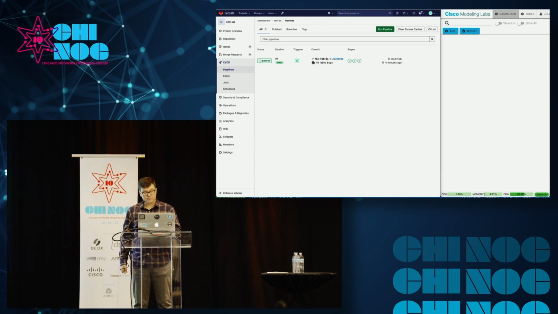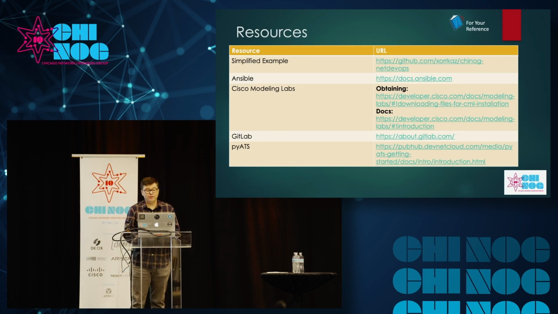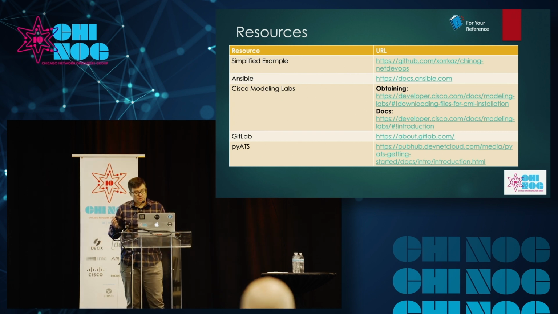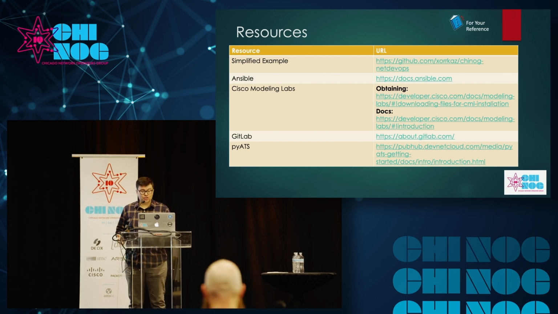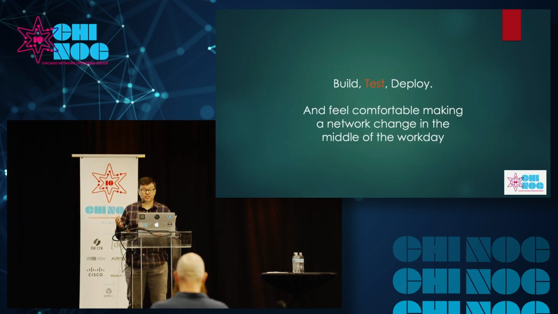For those of you who can't wait for the movie, I've listed a few resources here for the code that is essentially that example we just walked through, and docs on Ansible, Cisco Modeling Labs, GitLab, and PyATS, which are all used here. And all of the code for the tests, the PyATS scripts, the Ansible playbook, all of that is in that simplified example GitHub repository. So again, not a solution, not an answer, but this is what we're doing, a suggestion.